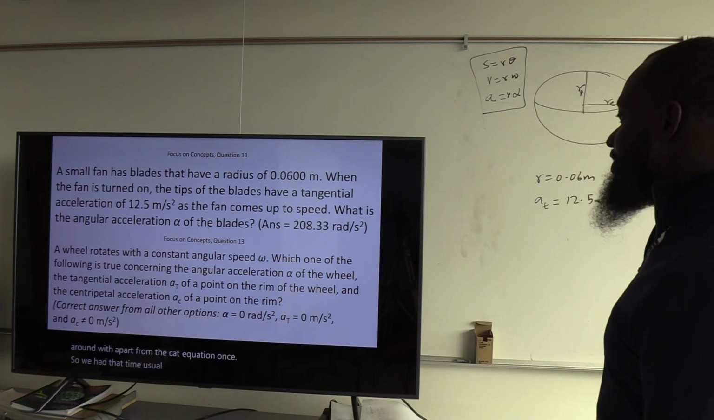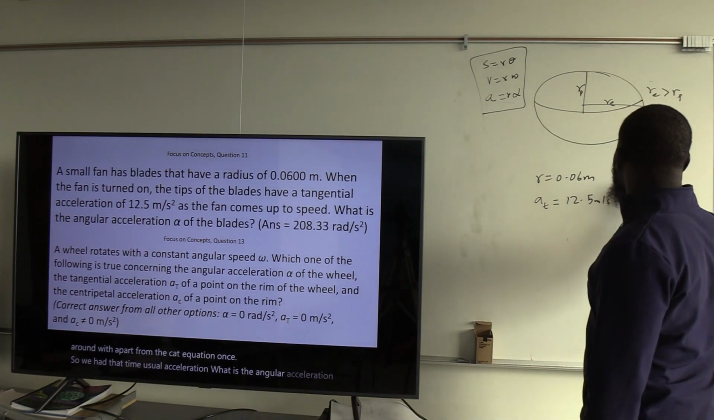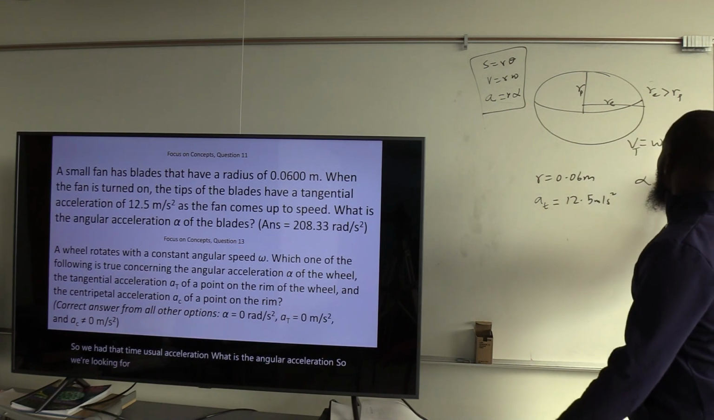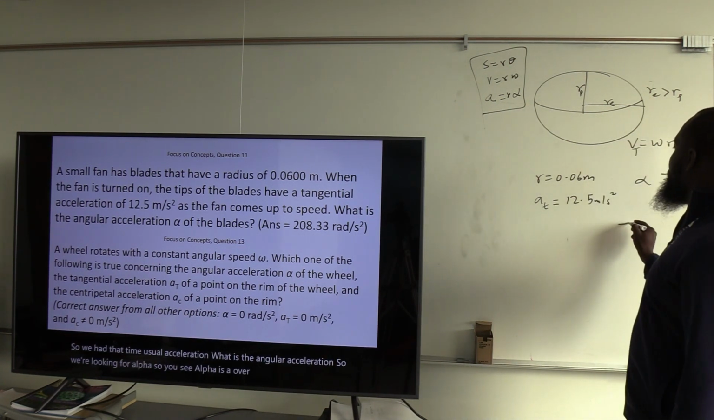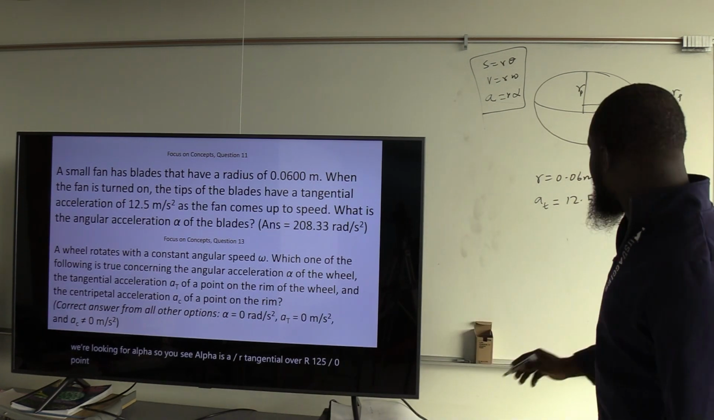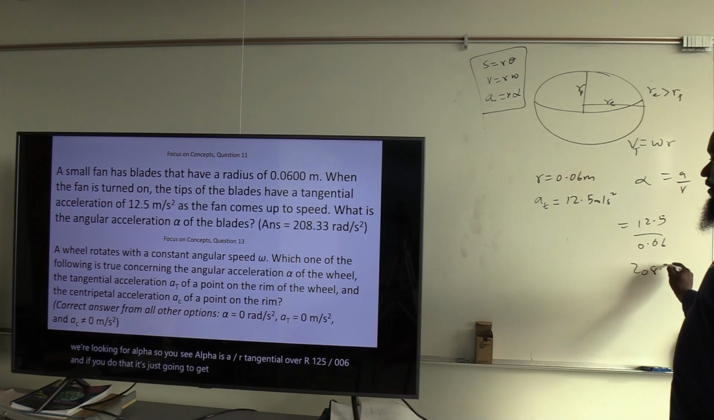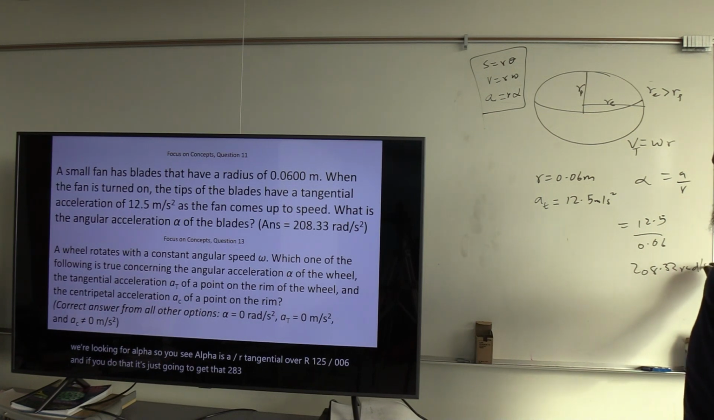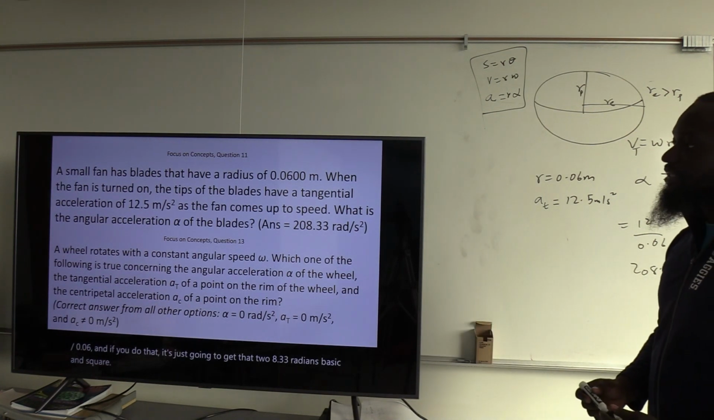What is the angular acceleration? So we're looking for alpha. You see alpha is a tangential over R, 12.5 divided by 0.06. And if you do that, you're just going to get 208.33 radians per second squared. Okay, that becomes the answer.